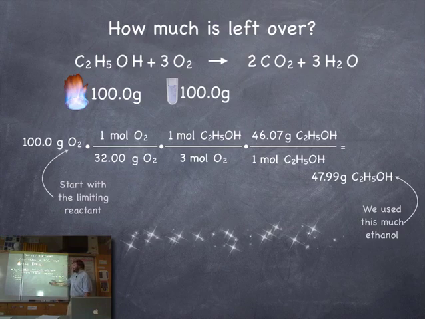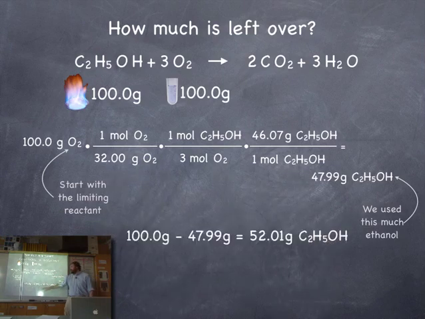So I take how much I started with minus how much I used up, to get how much is left over. If I mixed 100 grams of ethanol and 100 grams of oxygen and reacted them, set them on fire, I would have 52.01 grams of ethanol left at the end of the reaction. There would not be enough oxygen to use it all up.